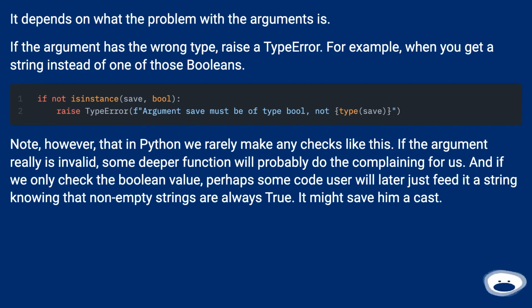Note, however, that in Python we rarely make any checks like this. If the argument really is invalid, some deeper function will probably do the complaining for us. And if we only check the boolean value, perhaps some code user will later just feed it a string knowing that non-empty strings are always true. It might save him a cast.